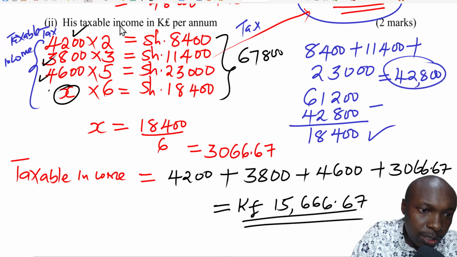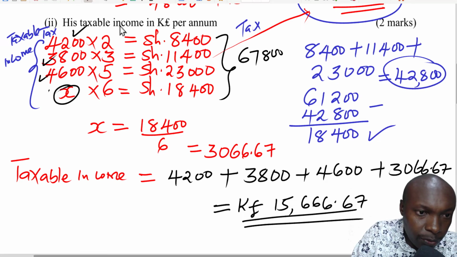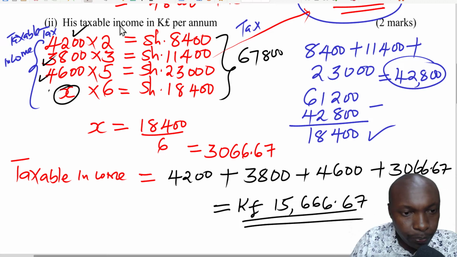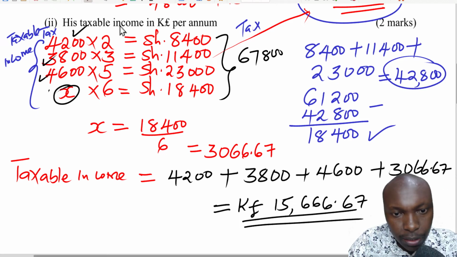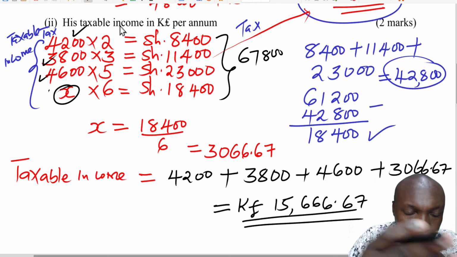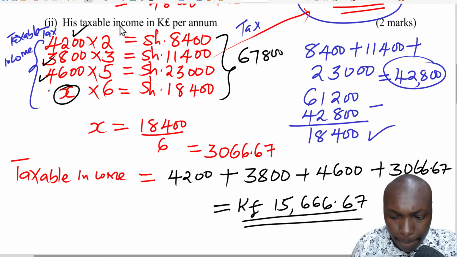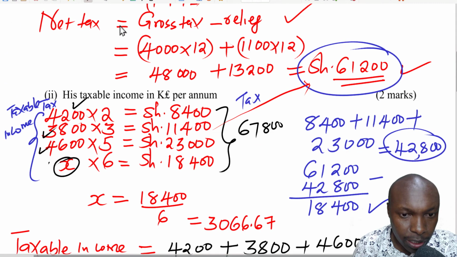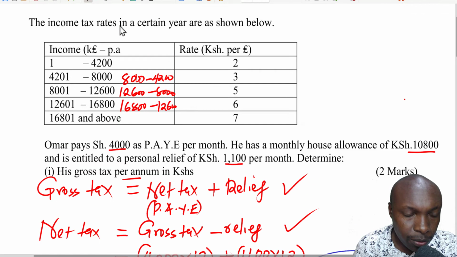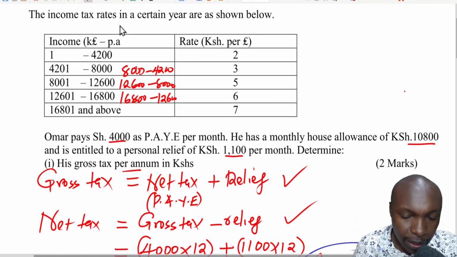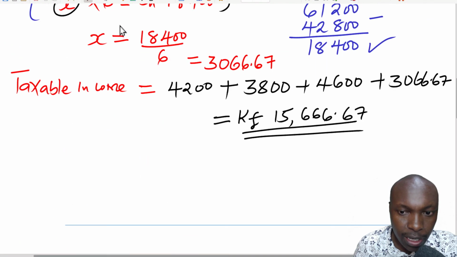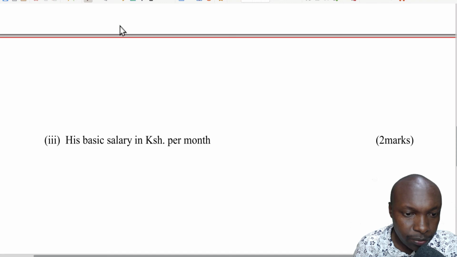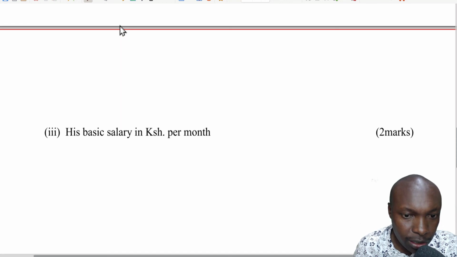This column, the whole of these, represents that column for 4,200. That is the taxable income. Then the tax is the one that you have after you apply the taxation rate. Now that is the question: taxable income in Kenyan pound per annum. Remember, we are not going to do any conversion because from the table the income in Kenyan pound is given per annum. So that is the tax. Now we proceed to the next one: basic salary in Kenyan shillings per month.